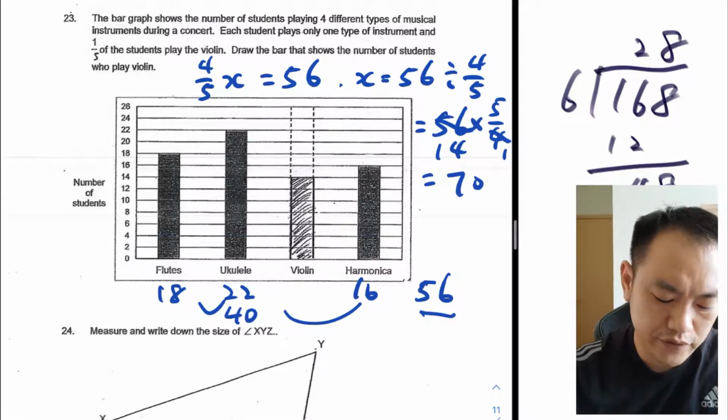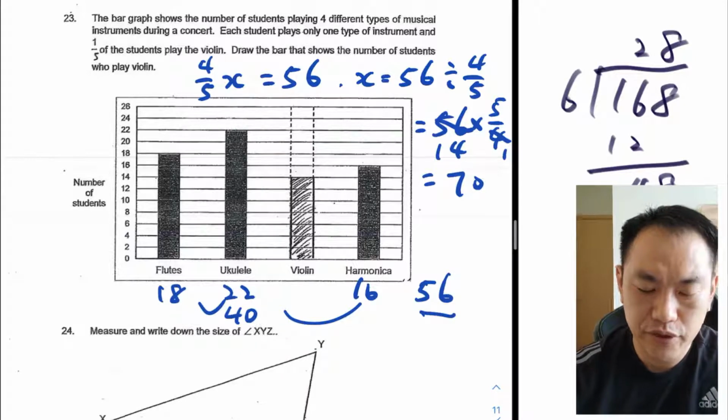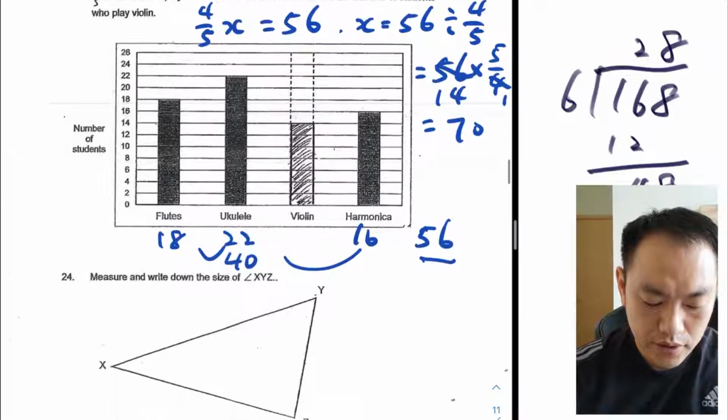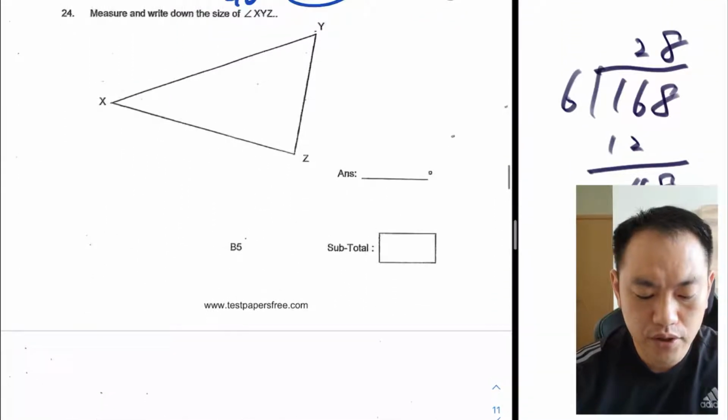Obviously, I think the people who uploaded the paper forgot to erase this off. But anyway, that's how you calculate the answer. Let's move on to question 24.